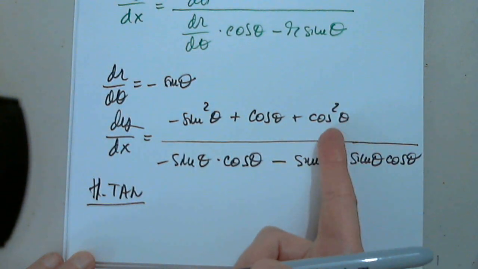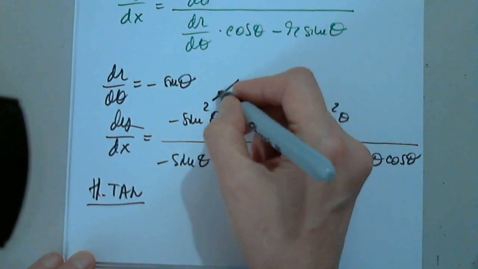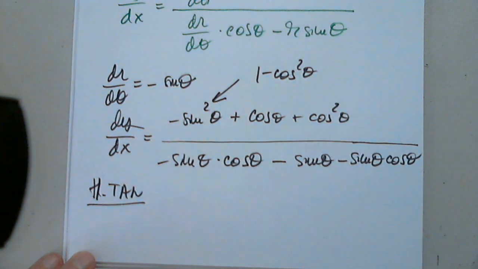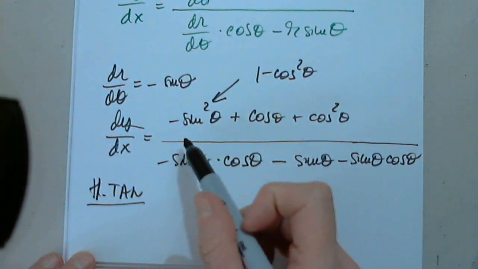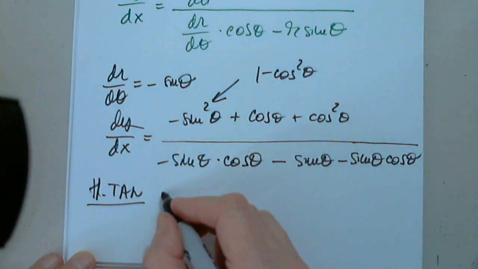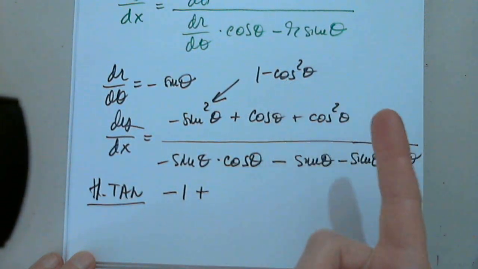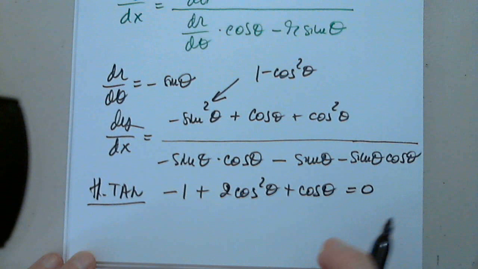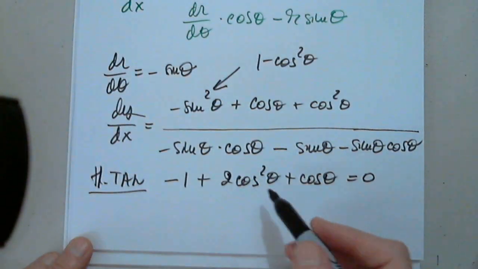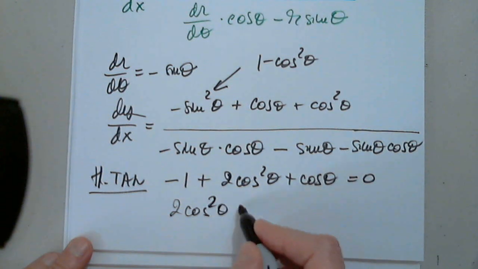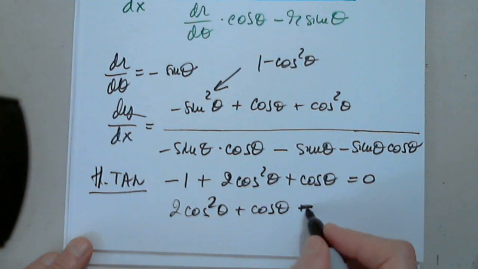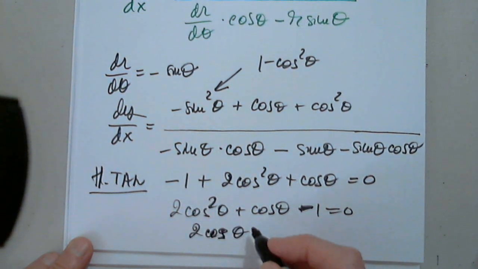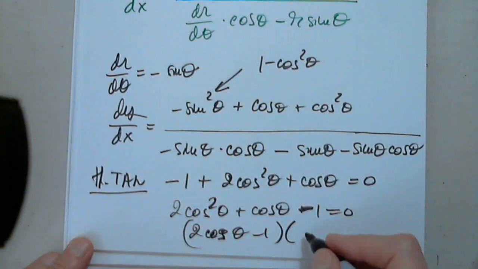So I have sine squared and cosine. I will replace sine squared by 1 minus cosine squared theta, so I have an equation in cosine only. Good. So negative 1 distributed, so negative 1 plus cosine squared plus another cosine squared, 2 cosine squared theta plus cosine theta equals 0. I will factor this because it's 2 cosine squared theta plus cosine theta minus 1. So we have 2 cosine theta minus 1 and then cosine theta plus 1.